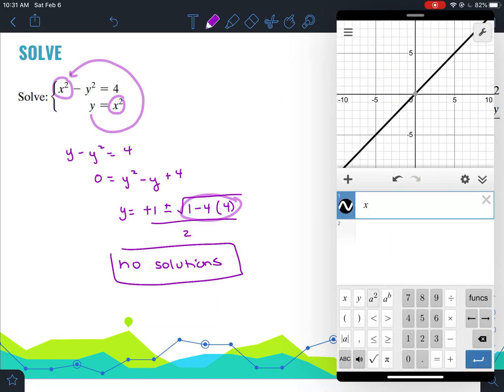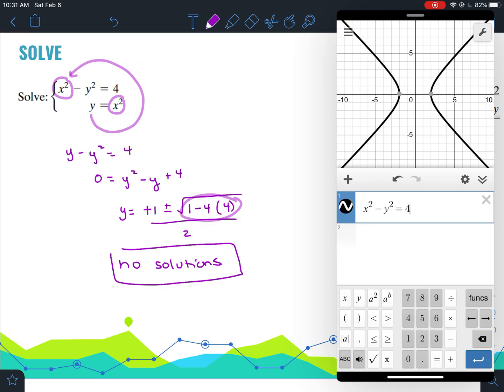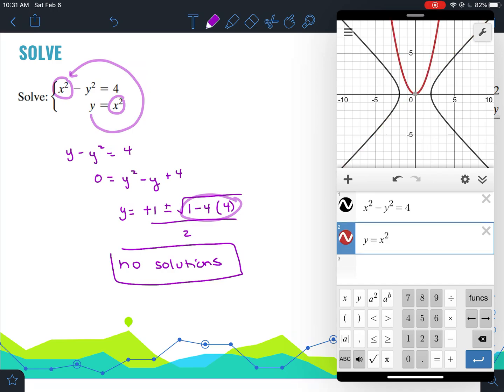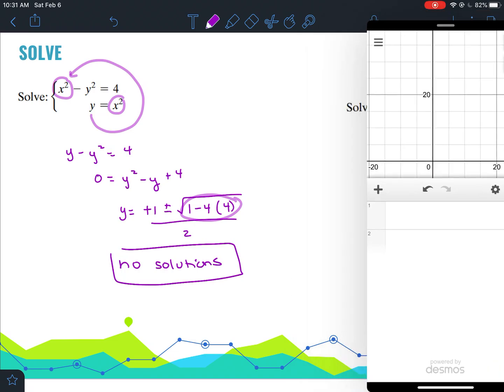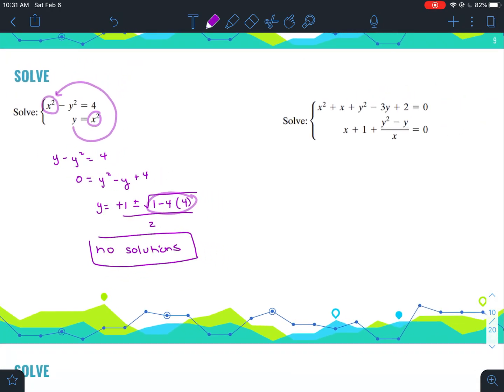And so if I graph x squared minus y squared equals 4, this is going to give me a hyperbola. And then if I graph y equals x squared, notice these two graphs never intersect. So like I said, this would have no solutions when I tried to solve using substitution. Let's look at our next one.